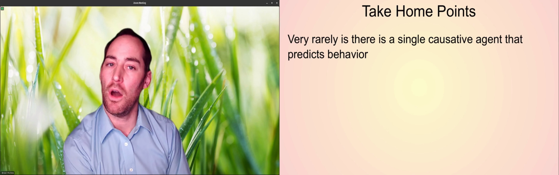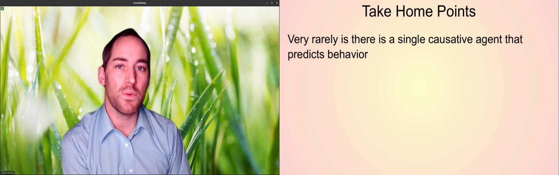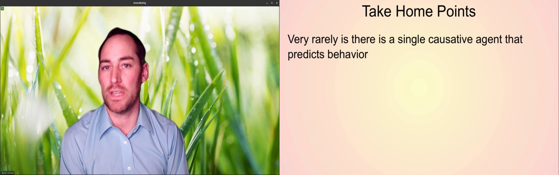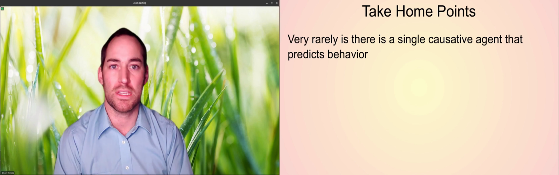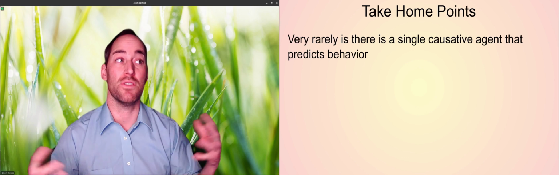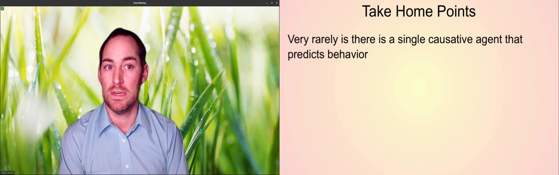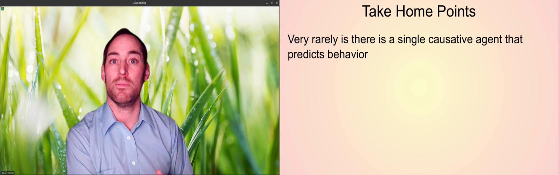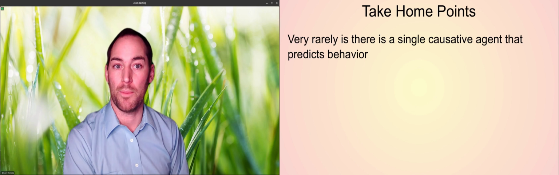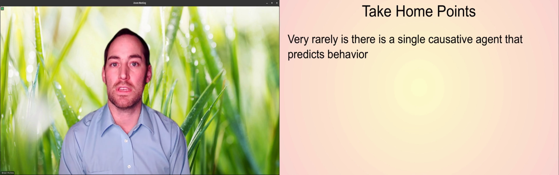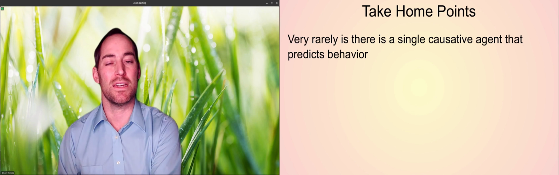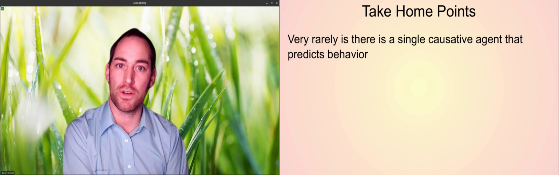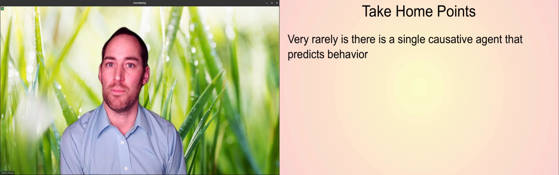All right, so the take-home points of this is, very rarely is there one single causative agent that predicts behavior. Human experience is pretty complex. There's lots of things that go into it. So in other sciences, there's lots of variables that go into a star and planets being formed, for example. All those variables can be looked at in these kinds of ways with effect sizes and correlations, or experimentally in interactions. So maybe not the planet example.